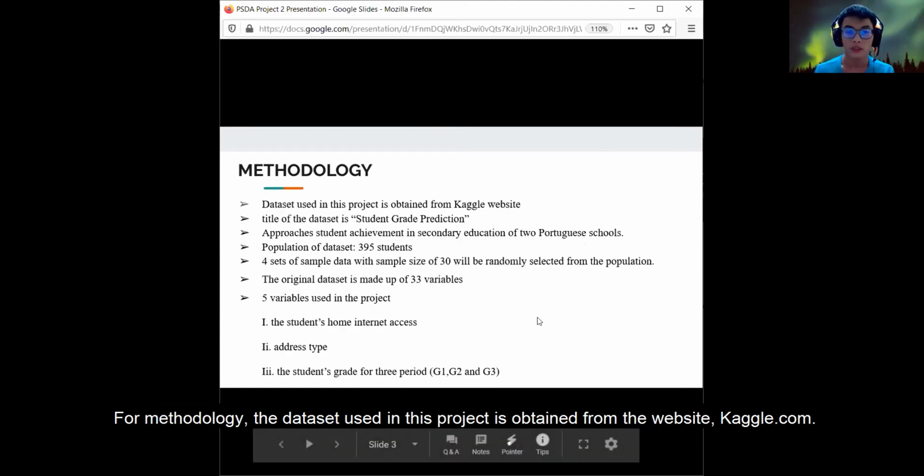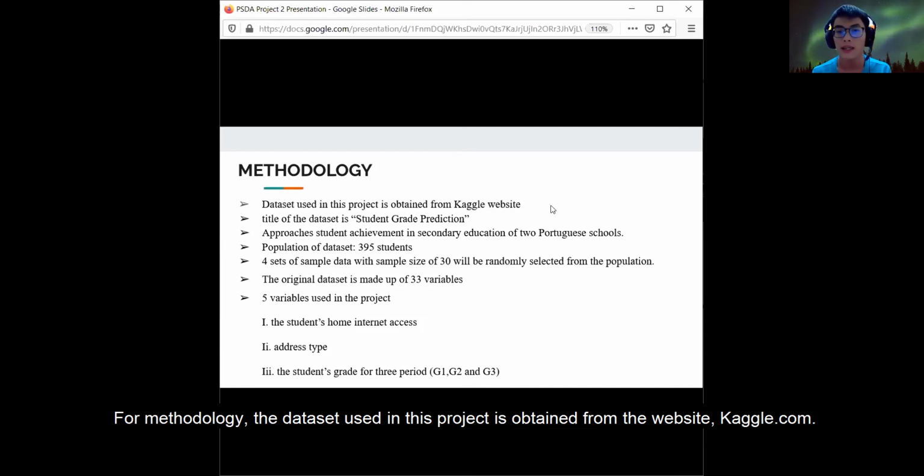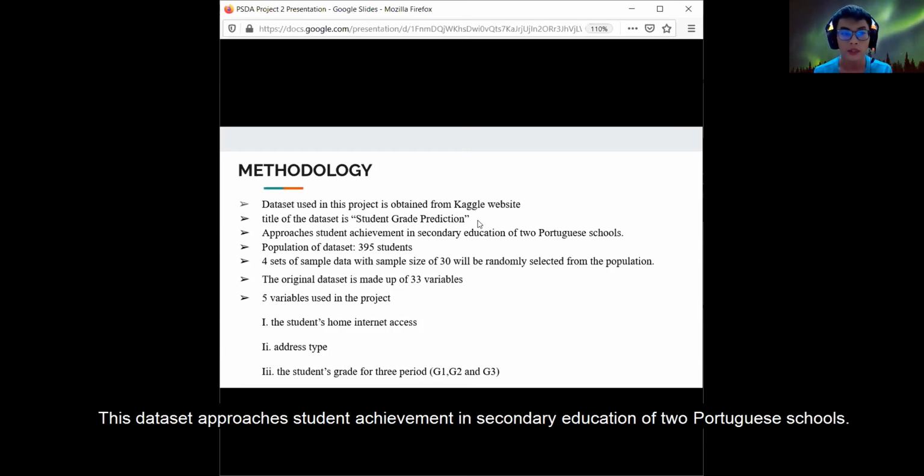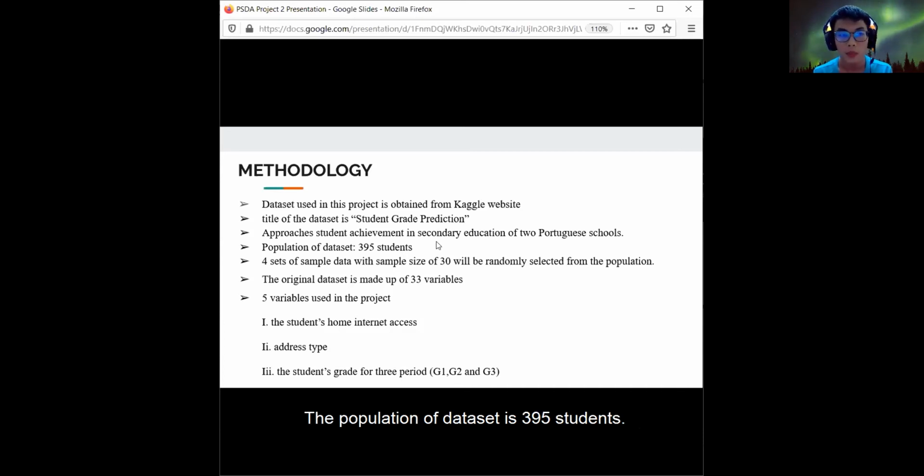For methodology, the dataset used in this project is obtained from the website kaggle.com. The title of the dataset chosen is Student Grade Prediction. This dataset approaches students' achievement in secondary education of 2 Portuguese schools. The population of the dataset is 395 students.